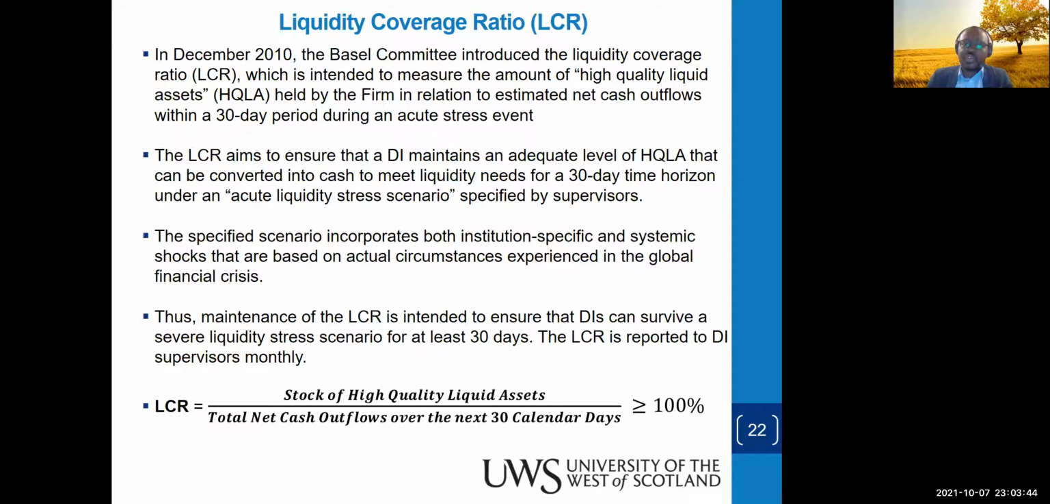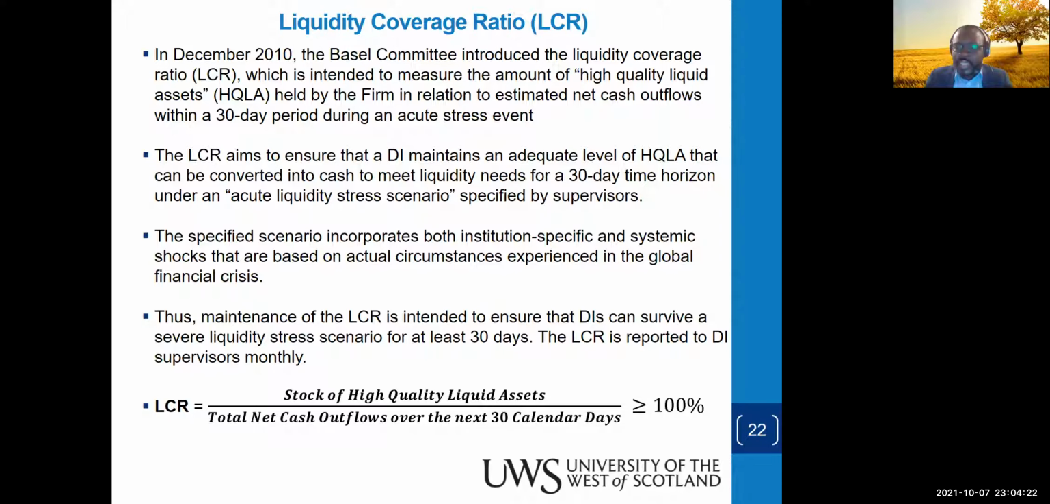Now, what is the liquidity coverage ratio? You remember in our initial lecture on the evolution of corporate governance, we mentioned the Basel Committee. Now, in 2010, when the Basel Committee introduced the liquidity coverage ratio, the intention was to measure what proportion of high quality liquid assets, HQLA, held by the firm is available to meet any estimated net cash outflows within a 30-day period, in case there is an acute liquidity stress scenario imposed by the supervisors, by the central banks.